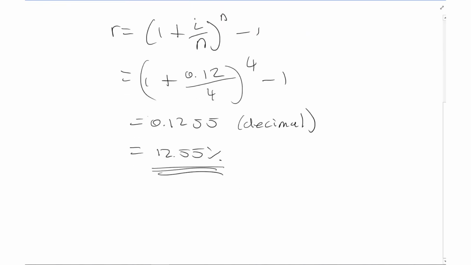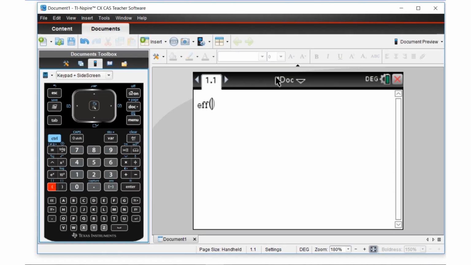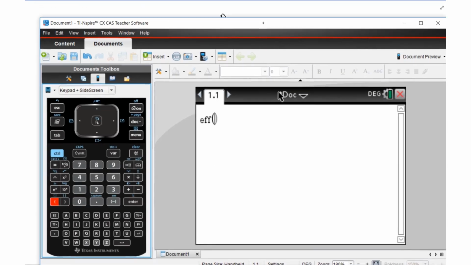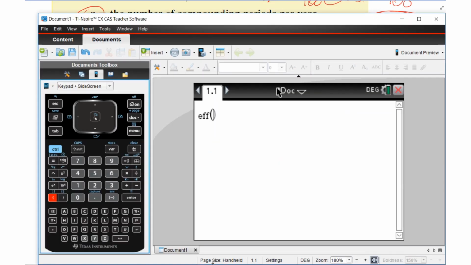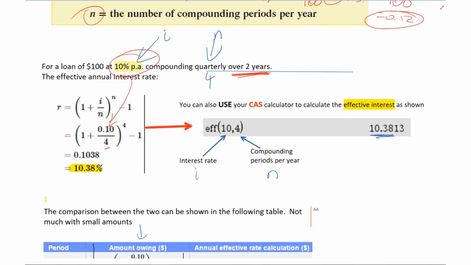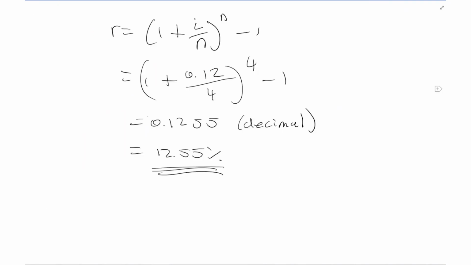Now, just as a quick thing here, let's try that. Remember what I showed you here? You're going to put in your interest rate. The interest rate was 12, done over quarterly repayments. Enter 12, 4, and it gives you 12.55, the same value. So I would also suggest doing it as basically R equals, use your CAS, go EFF.